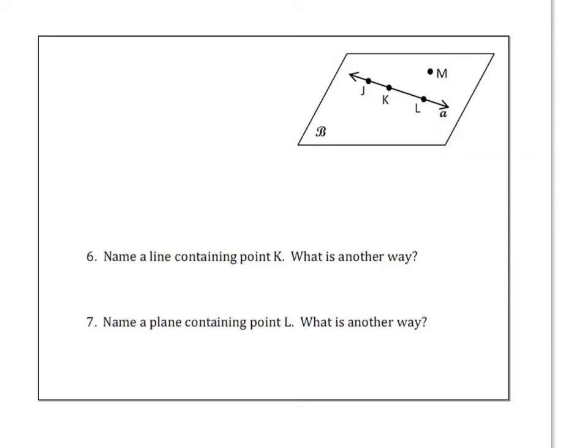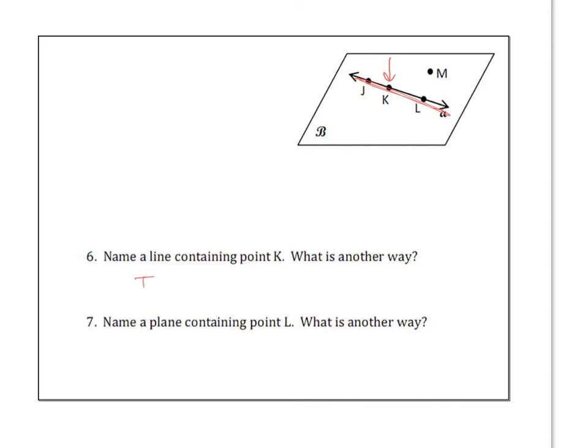So this is what your homework is going to be like, kind of like number 6 and 7 here. They're going to give you a picture and then you have to answer some questions. So for instance, number 6, name a line containing point K. So I notice point K right there. And I have to name a line that contains that point, or what line is that point on? So there's a lot of ways I could name this line.